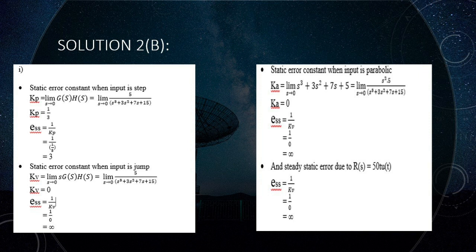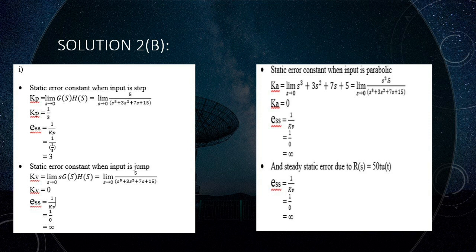Followed by the third static error constant when input is parabolic, which is Ka equal to the limit as s goes to 0, and this time we are going to multiply the numerator by s squared. Once we solve it as in the previous two static errors, we get the value of Ka equal to 0, and the steady state error, ESS, follows the same method, which is 1 over Ka, and we find the value is infinity.